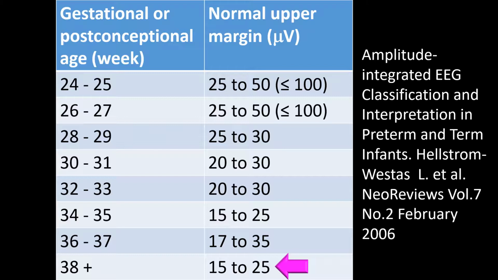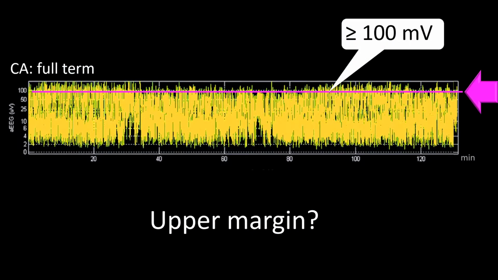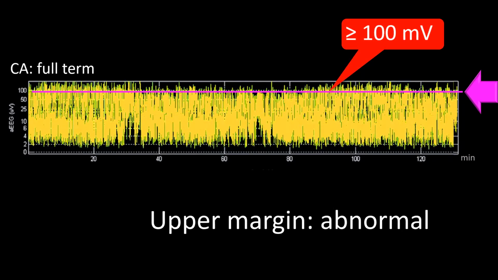Thus, even if we allow double the number before we call the upper limit of the upper margin abnormal, a common approach used in clinical neurophysiology when control values are drawn from a limited number of patients, the upper margin in this strip is abnormal, as stated in this frame.